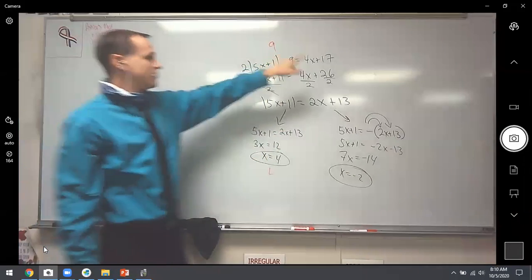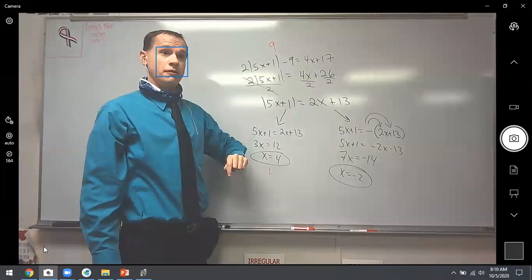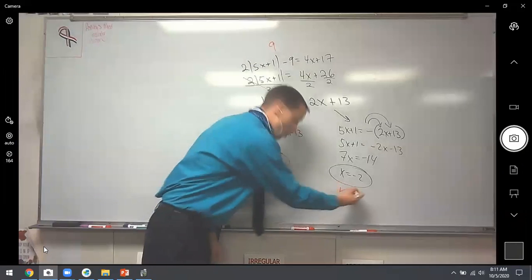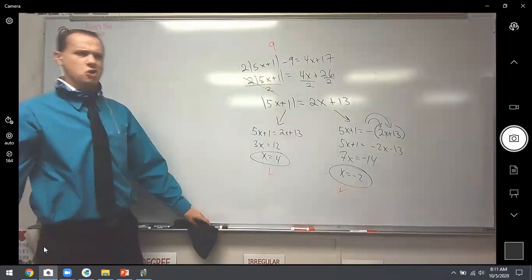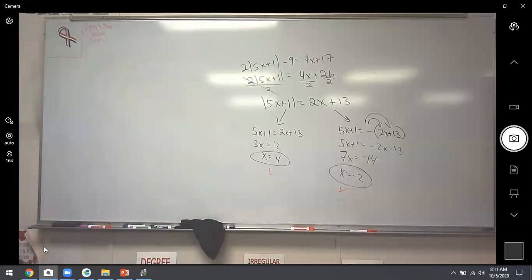On the other side, let's try -2. 4 times -2 is -8, right? -8 plus 17 is still 9. So this one worked also. And it might seem that this is kind of stupid, like, oh, they seem to be working, but once in a while they don't. So it's extremely important that you're checking things right there.